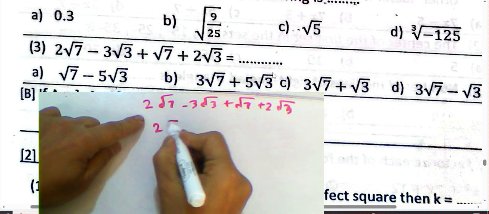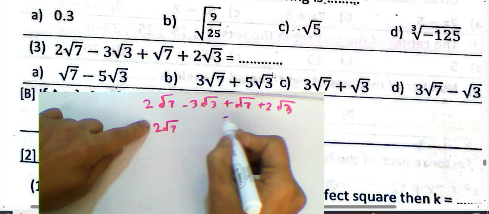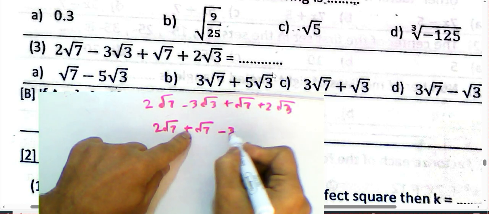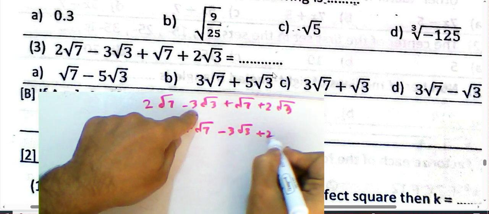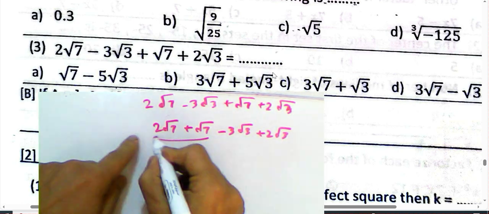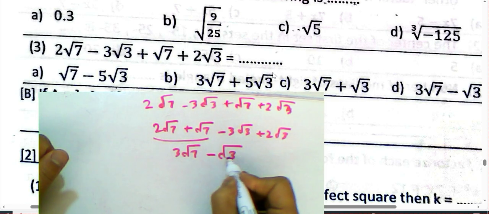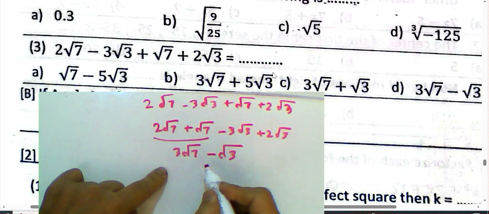First, we can write 2 root 7 here with root 7 positive, and the negative 3 root 3 with 2 root 3. We can collect: it will be 3 root 7, and here negative 3 plus 2, it will be negative 1 root 3. The answer will be letter D.